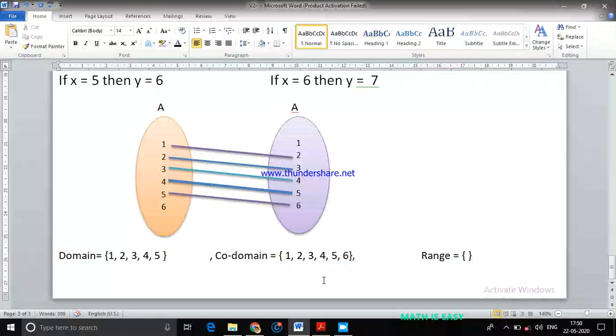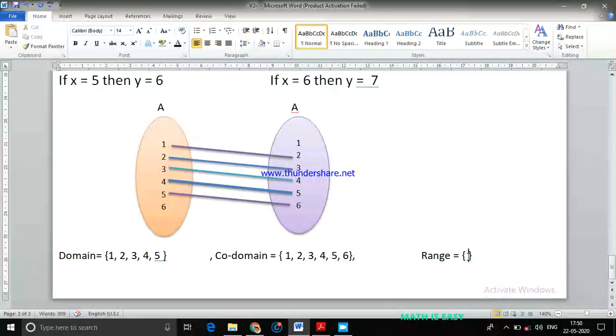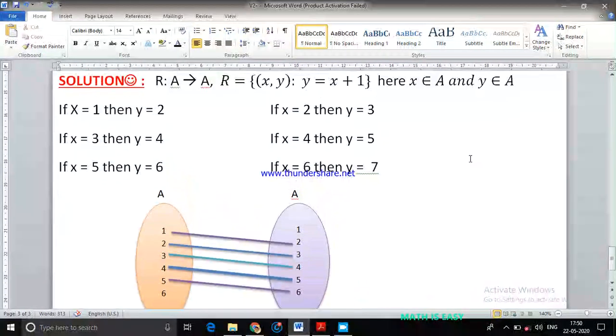Okay, 1, 2, 3, 4, 5, 6. What is the range? Range from here, what are the elements which are mapped? 1 is not mapped, so I cannot keep 1. 2, 3, 4, 5, and 6. Okay, so this is how you'll get it.